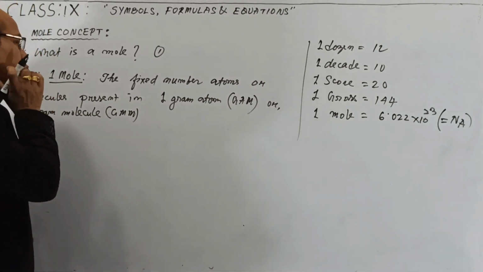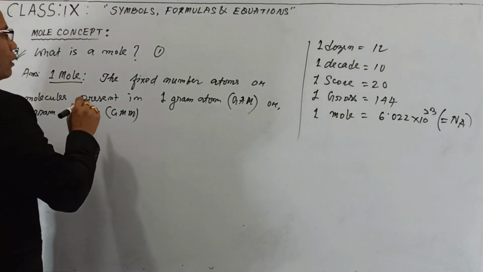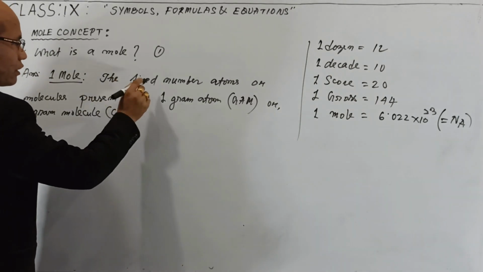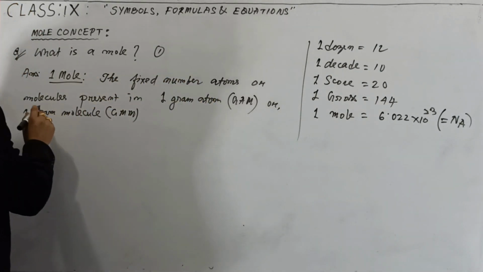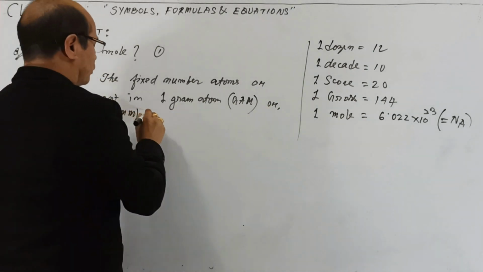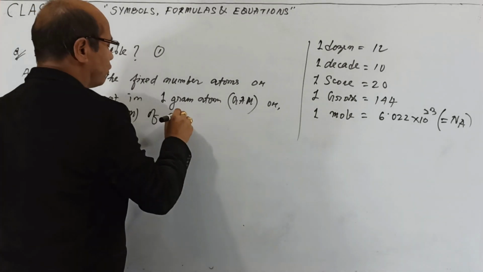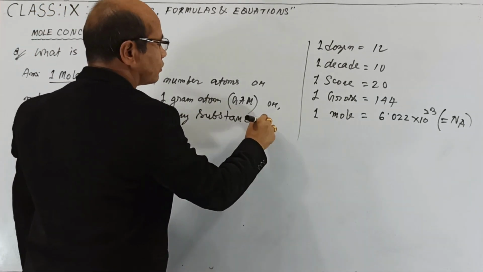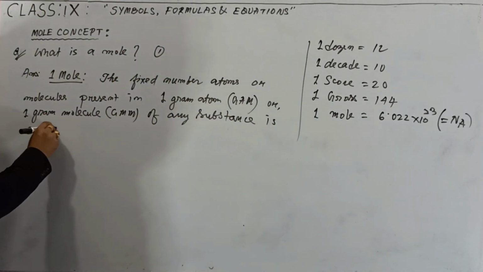But we know that that number is fixed. That is 6.022 × 10^23. So that number is called mole. So here we write like this: the fixed number of atoms or molecules present in 1 gram atom or gram molecule of any substance is called a mole.